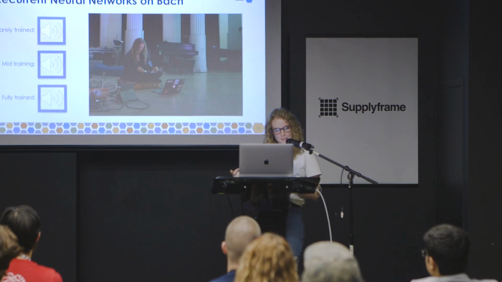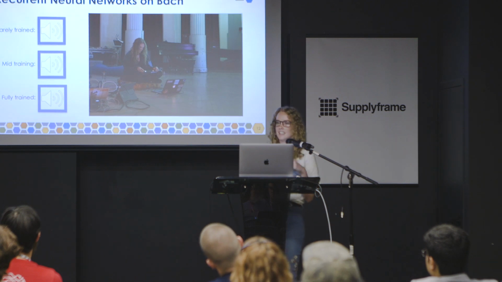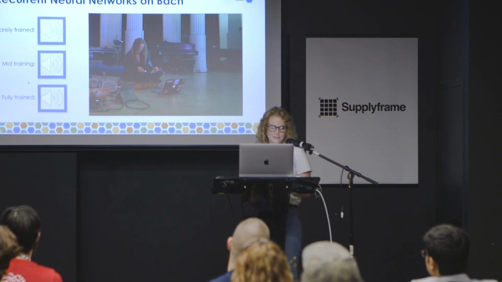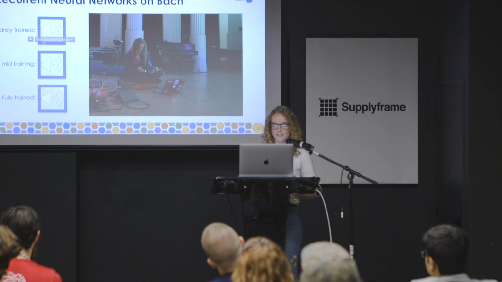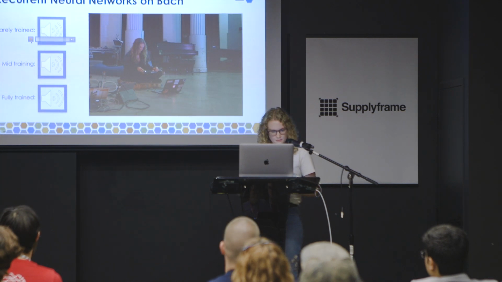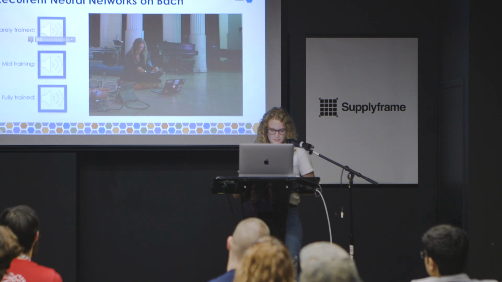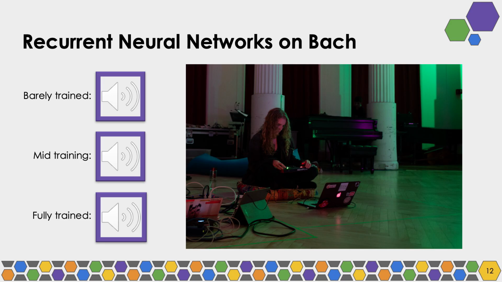And I'll play a couple examples from this at various stages of the model. So the first, this is when the neural network has just started training, so it's basically outputting random notes at this point. Or maybe the audio won't work. Oh, there we go.